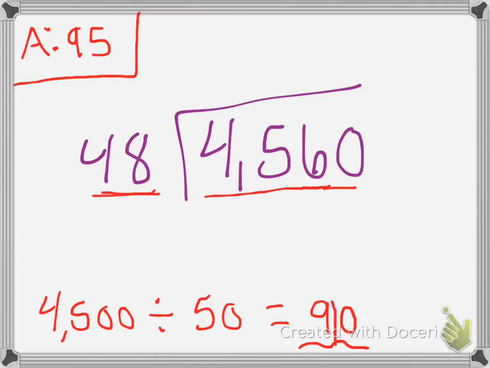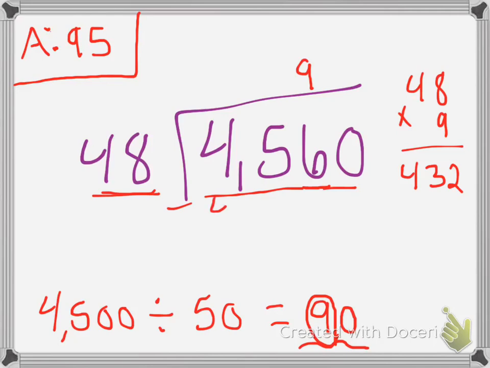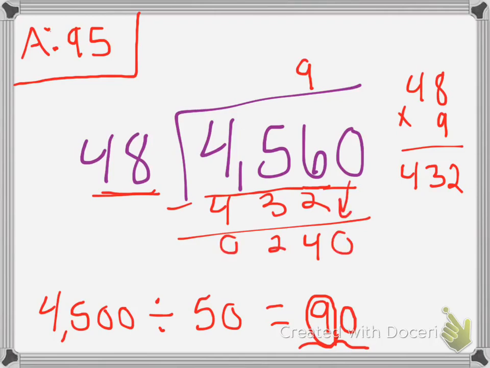And then I can use my first digit here to place the first digit. Put 9 on the side. 48 times 9 gives me 432. I'll subtract that 432. I'm left here with 240.